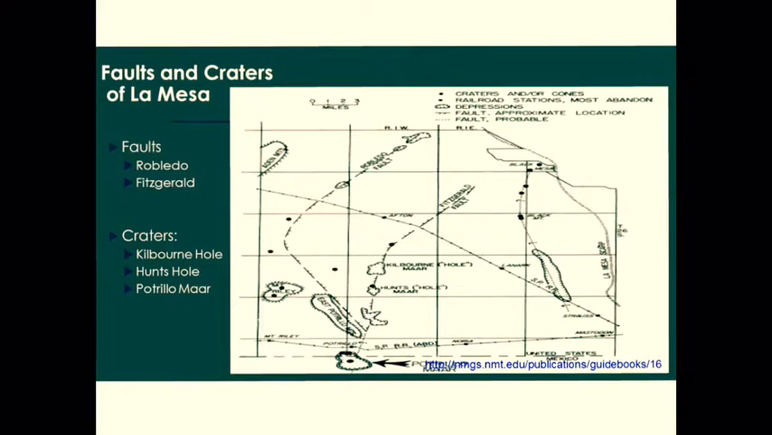La Mesa is encompassed by a series of faults that cut through the flat basin. These faults were created by the crustal extension at the Rio Grande Rift. Here you have the Robledo Fault and the Fitzgerald Fault. Much volcanic activity has been found here, specifically a series of Mar volcanoes found along the Fitzgerald Fault. These Mar volcanoes are also known as Mars of La Mesa. We have the Portillo Mar, Hunt Mar, and finally the Kilbourne Mar.